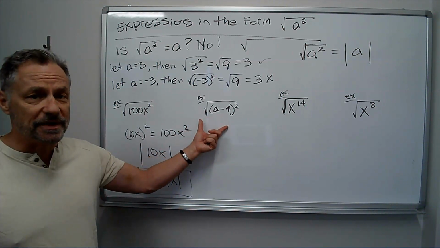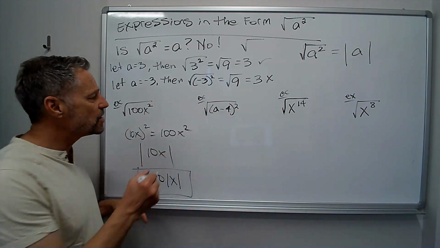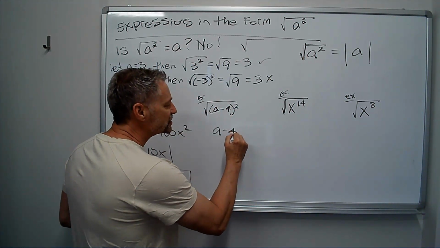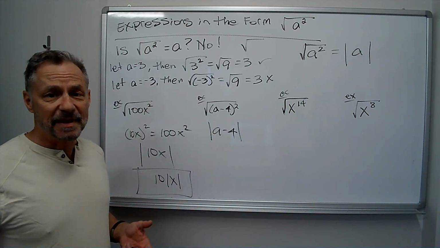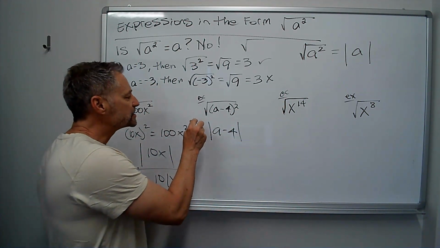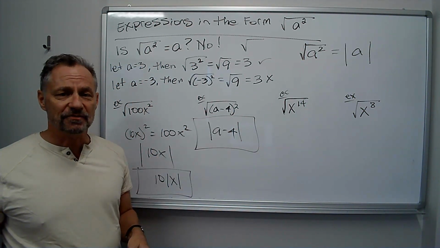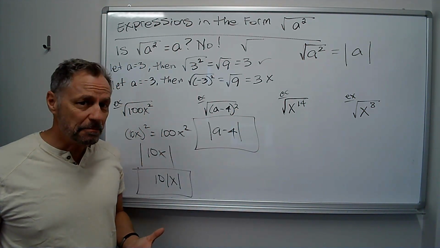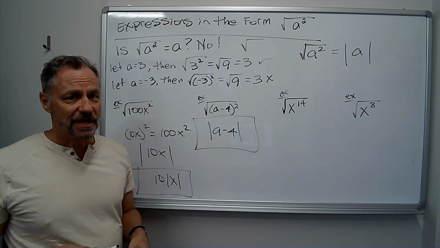All right, let's try this one. Again, I have the square and the square root. They cancel out. I'm just going to get this a minus 4, but I'm going to get the absolute value. Again, that's my answer. I'm going to box it. Absolute value of a minus 4 is what this simplifies to. And so it's a pretty simple idea. The square root and the square cancel out, but you have to have the absolute value.